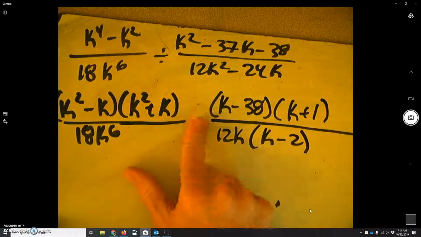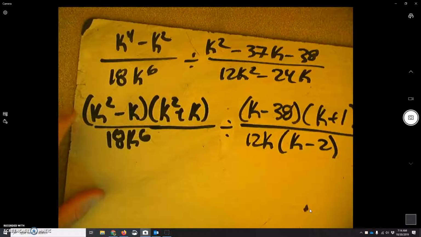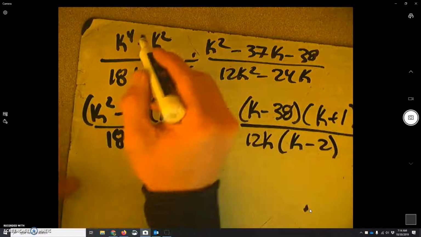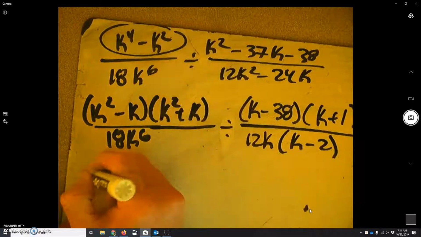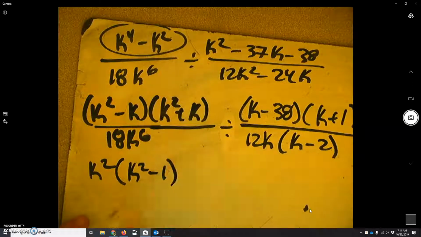Didn't I? So this is still a division sign right here. Nothing's really canceling out, so I'm trying to look at it and see what's going on. I wonder if they didn't want us to factor this one this way, because we can pull a k out of both these things. I'm going to refactor this top guy and see. So I'm going to pull a k squared out. K squared minus 1.